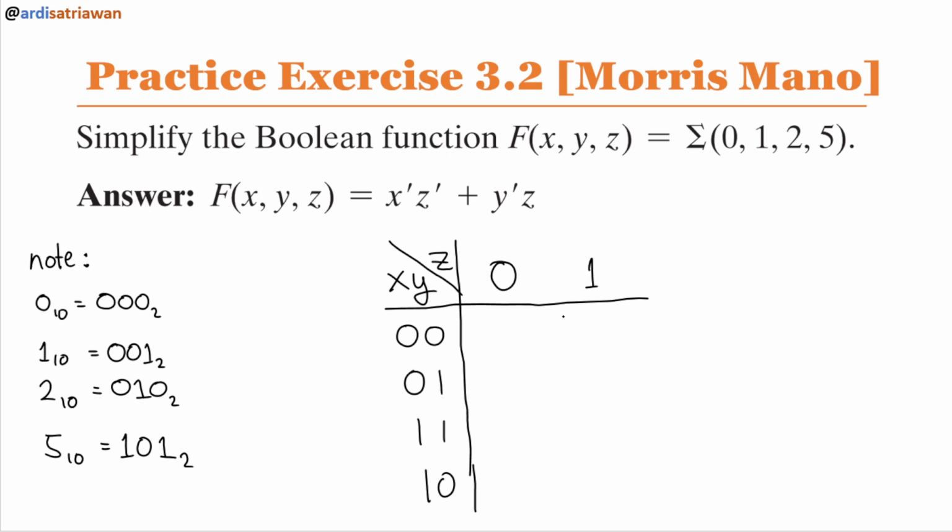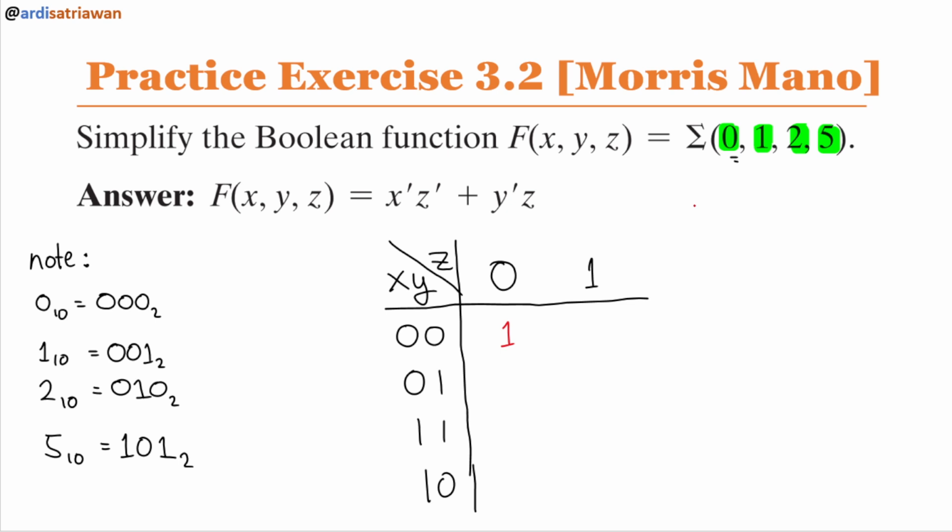Now we have the sigma is in 0, 1, 2, and 5. We need to put 1 in these positions. How to do that? Let's see here. We will have 0 here. So 0 in 3-bit binary is 000. So we read it like this, 000. So the x is 0, the y is 0, and the z is 0. So the value of this part here is 1 because 0 is one of the minterms.